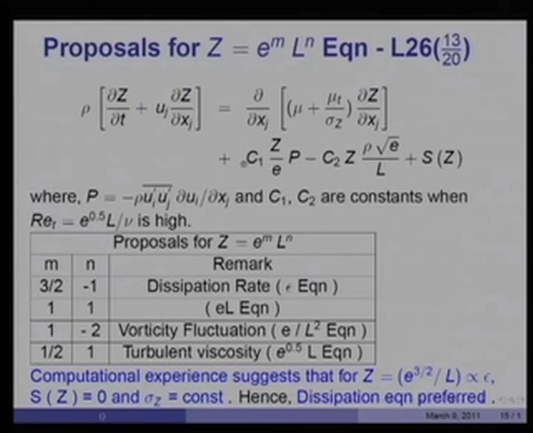So, if we take z equal to e raised to 3 by 2 divided by l, we would have a nice convection term, a diffusion term, a production term minus dissipation term with sz equal to 0. And this is the most preferred alternative, because this sz equal to 0 term is an attractive feature, whereas in all other models sz has to be tuned, as it were, and has to be modeled separately. Therefore, the most preferred choice is the dissipation equation with e raised to 3 by 2 and l raised to minus 1. So, one solves the z equation along with the e equation and simply recovers the l that we need at each point in the flow so as to form the turbulent viscosity.